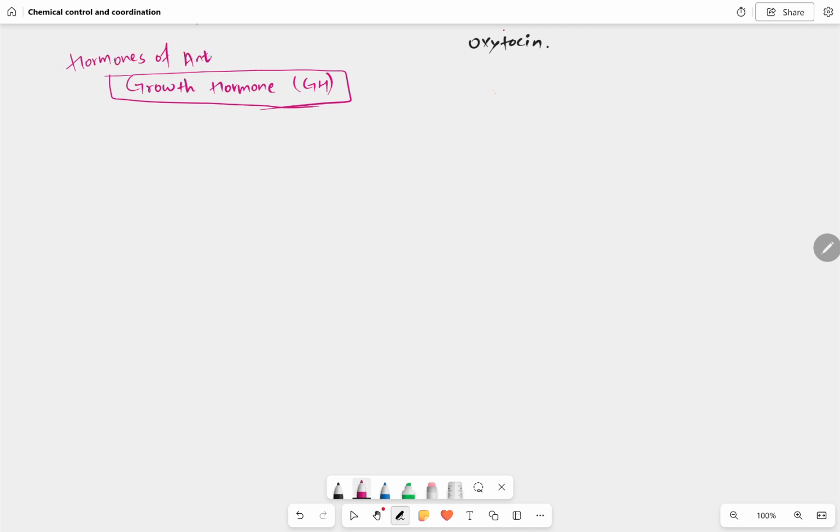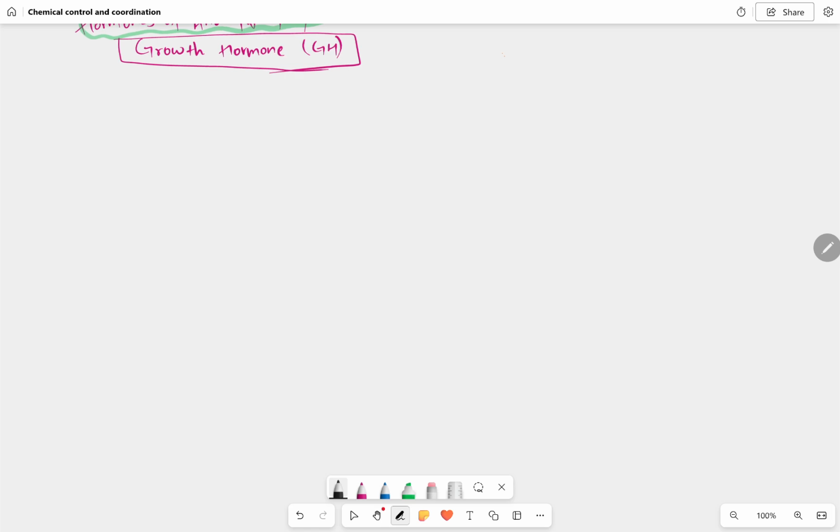Hormones of the anterior pituitary. Our main goal is to study the hormones of the anterior pituitary, and that's why we are discussing growth hormone, one of the first hormones of the anterior pituitary. As the name suggests, growth hormone has a direct role in the growth of an individual.